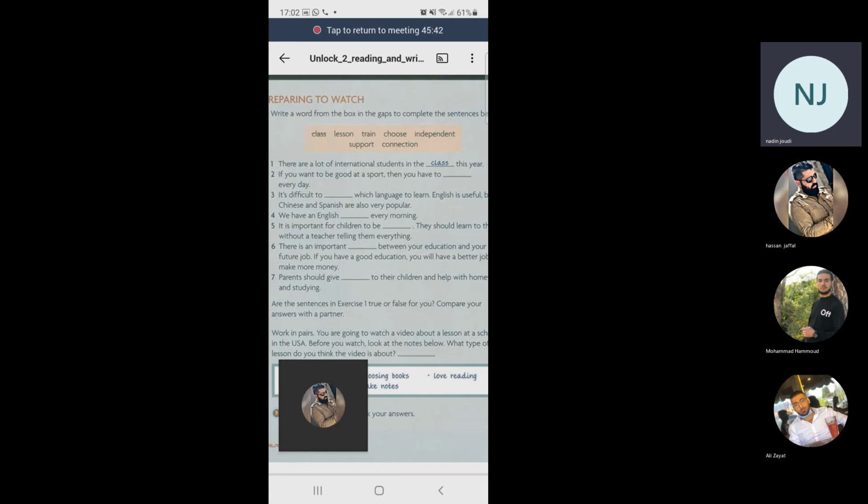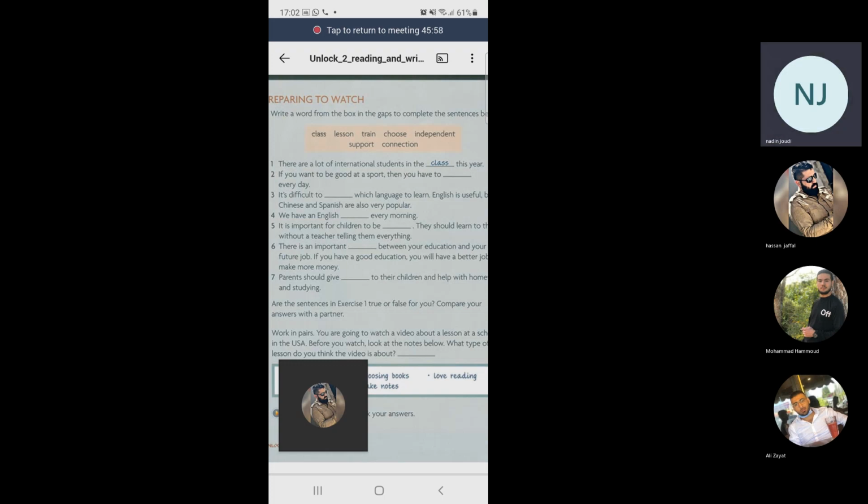This is rule number one. So if you want to be good at sport: want is present, and have to train is also present. If clause present, result clause present. This is rule number one.